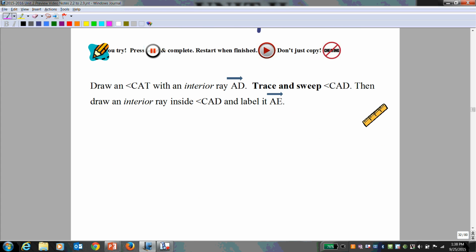Okay, I want you to try this. Press pause and complete. Restart when finished. Do not just copy. Pause.